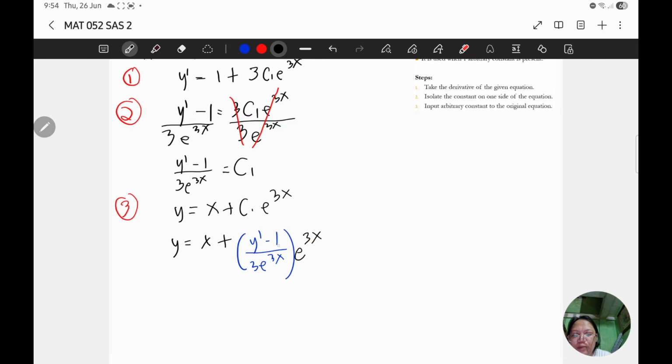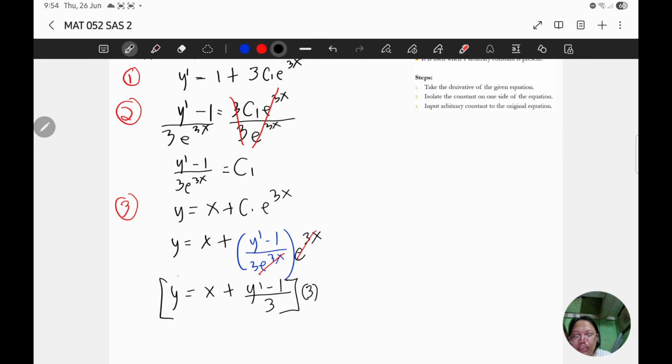Our c sub 1 is y prime minus 1 over 3 e to the 3x, then multiplied by e to the 3x. So we can cancel e to the 3x. Then we get y equals x plus y prime minus 1 over 3. Then the practice in differential equations is that there should be no denominator. So to get rid of the denominator, we will multiply the equation by the denominator, and that is 3.